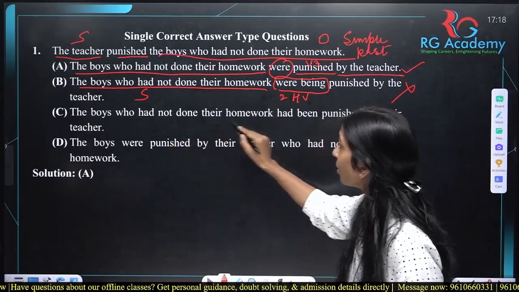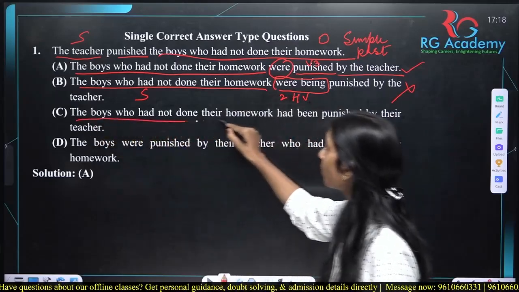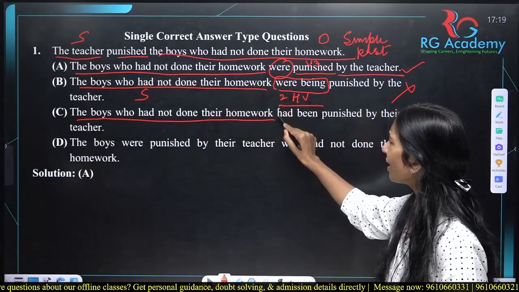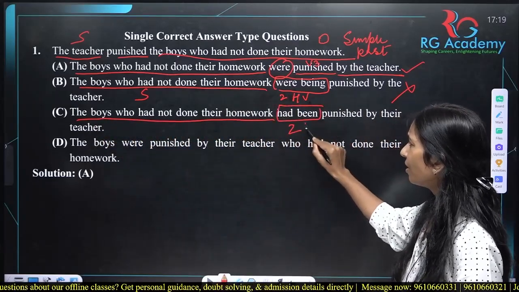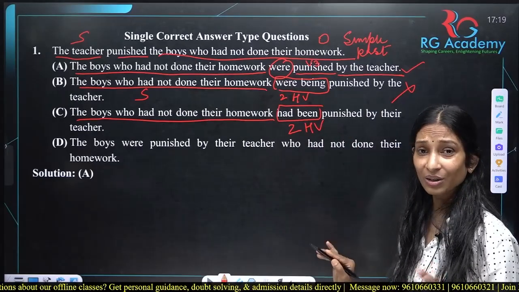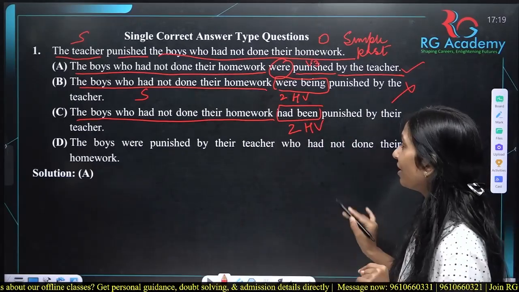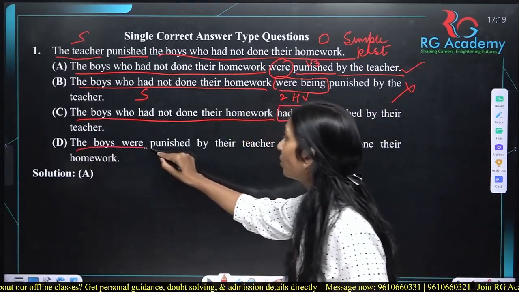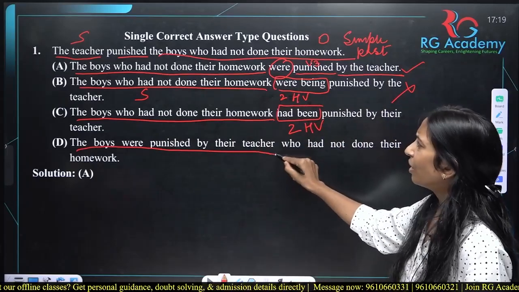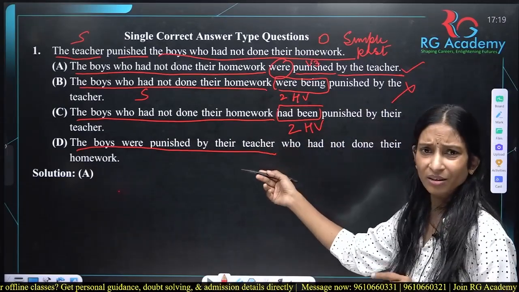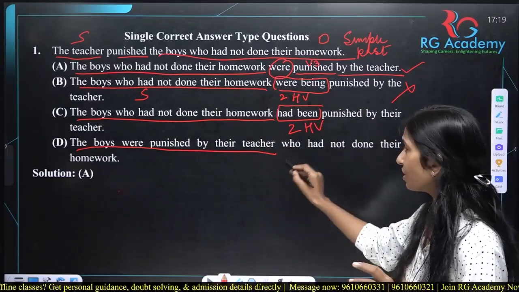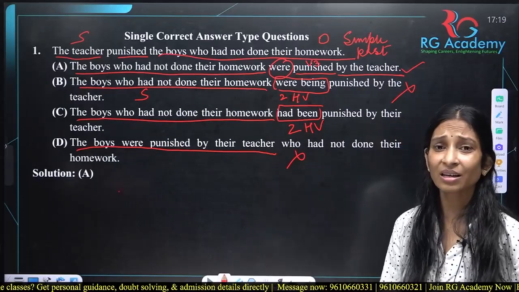"The boys who had not done their homework had been punished." So again we have two helping verbs here. So this is also ruled out. I said only one helping verb, right? "The boys were punished by the teacher." No, because they have not taken the object first and the subject after. So automatically this sentence is ruled out.